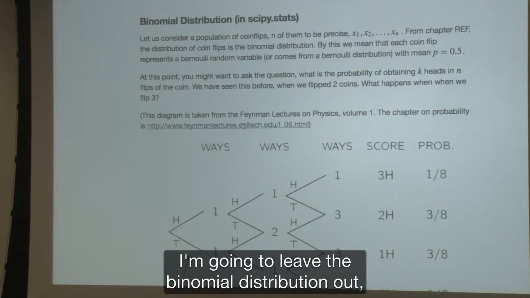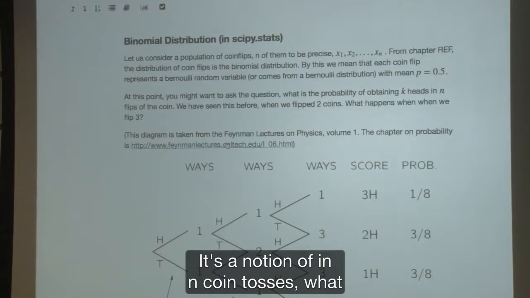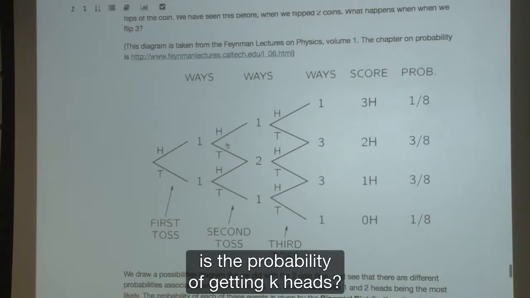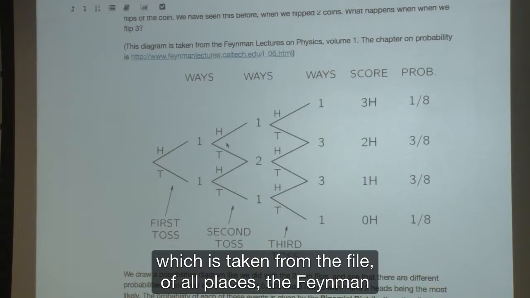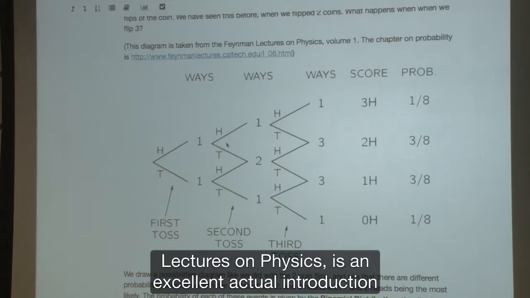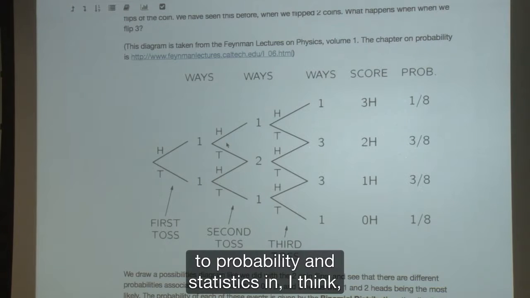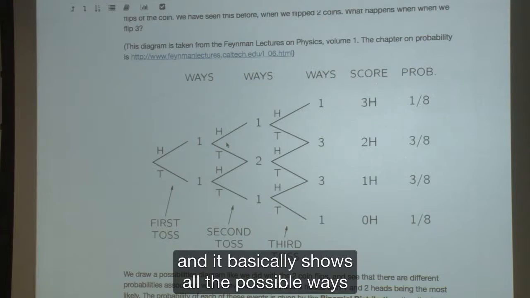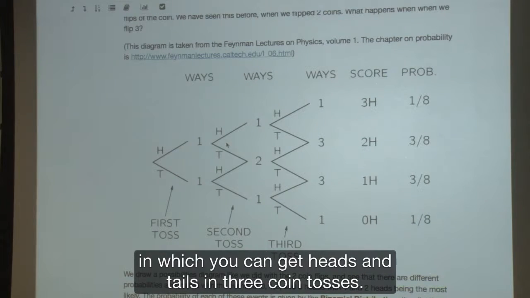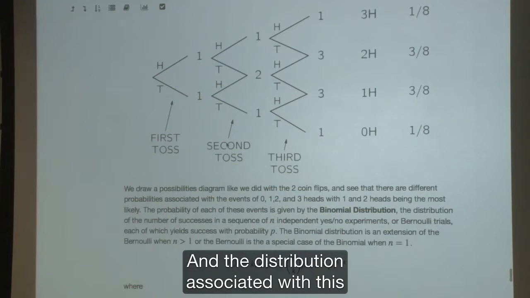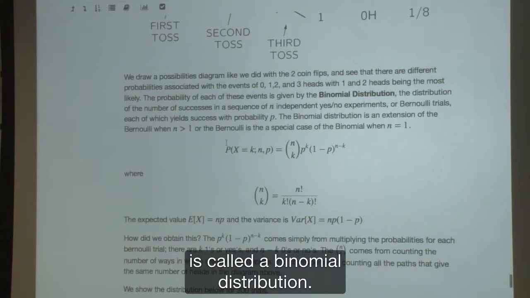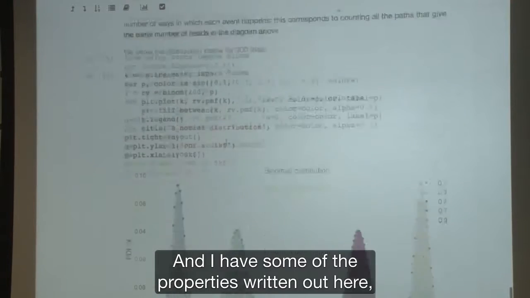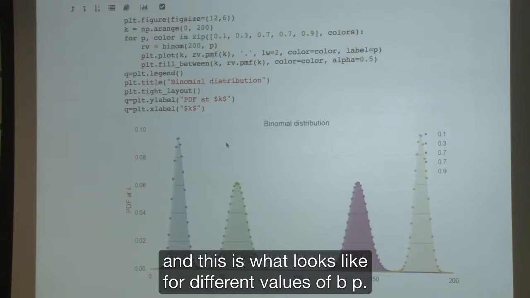I'm going to leave the binomial distribution out, but you're kind of familiar with it. It's a notion of in n coin tosses, what is the probability of getting k heads? And here's a little diagram of it, which is taken from the Feynman lectures on physics, an excellent introduction to probability and statistics in, I think, chapter 6. I stole this diagram from there, and it basically shows all the possible ways in which you can get heads and tails in 3 coin tosses. And the distribution associated with this is called the binomial distribution, and this is what it kind of looks like for different values of p.